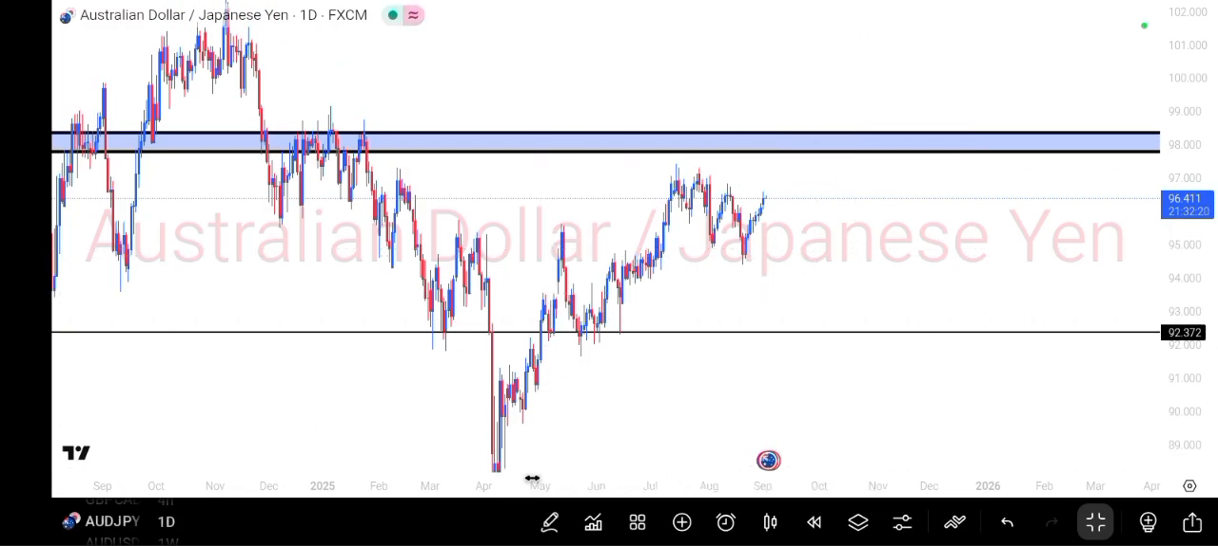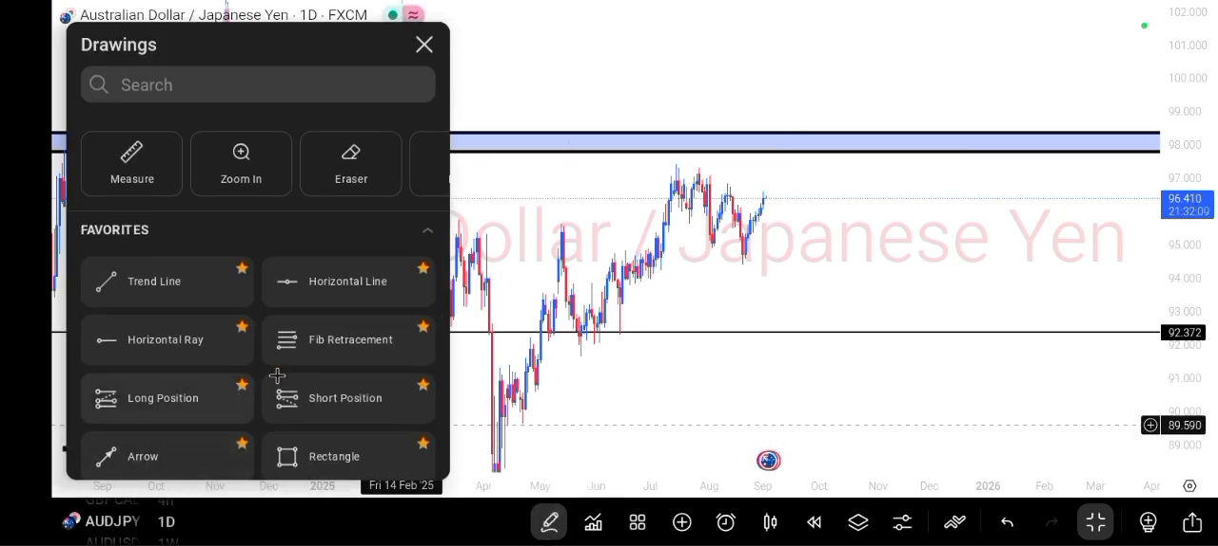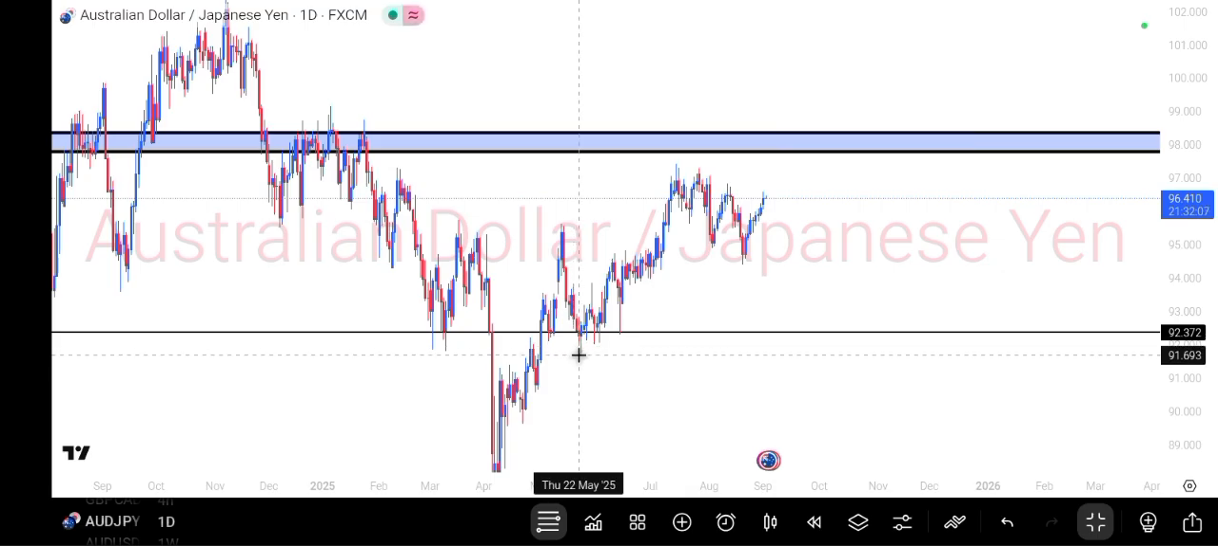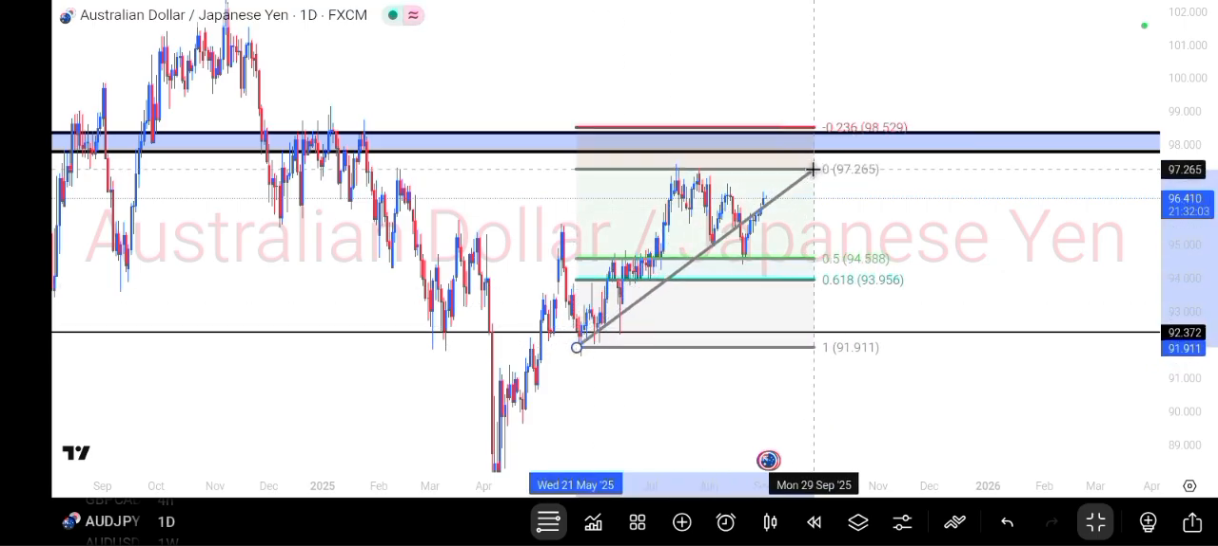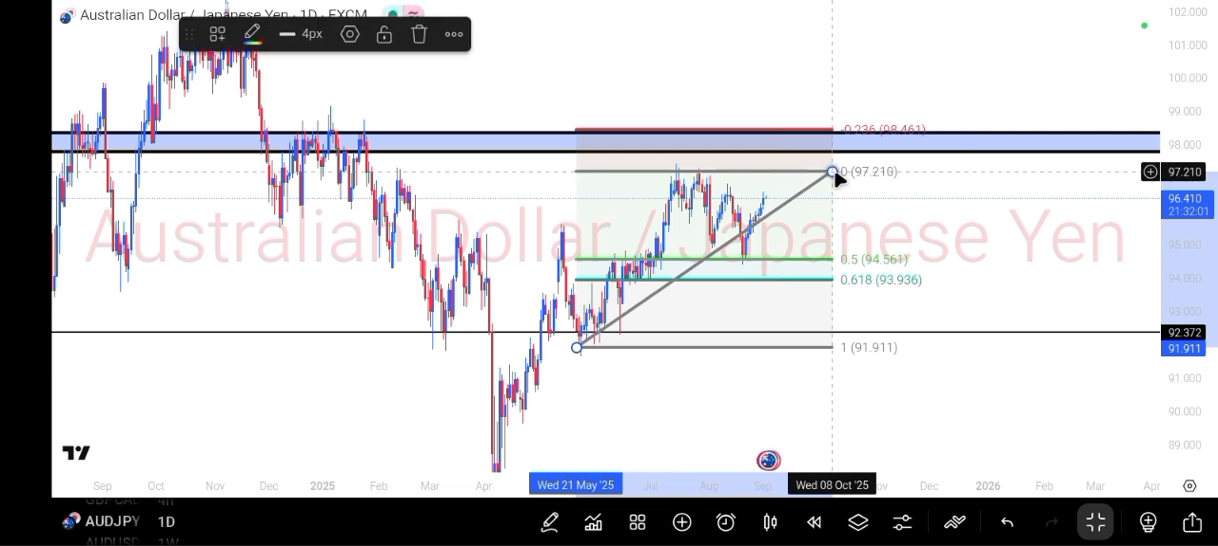remember this is on the daily trend. You just draw Fibonacci, then go to the 4-hour time frame to get confirmation. So I'll pull out my fib retracement from the recent low here to the recent high.